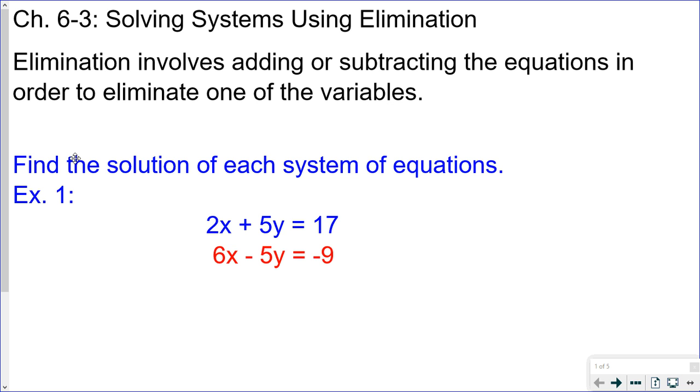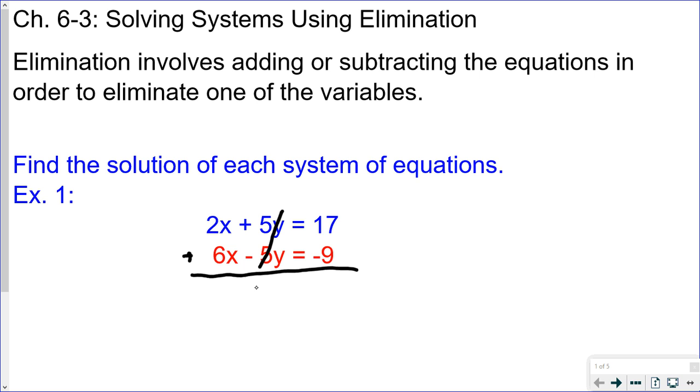So, find the solution of each system of equations. Now, I want to get an equation that just has one variable, either the x or the y, so that I can solve for that variable. So in elimination, what you're trying to do is eliminate either the x or the y. And so when I look at these two equations, what I see is if I add these together, it would eliminate the y's because I have a positive 5y and a negative 5y. So adding those together, these will get canceled out.